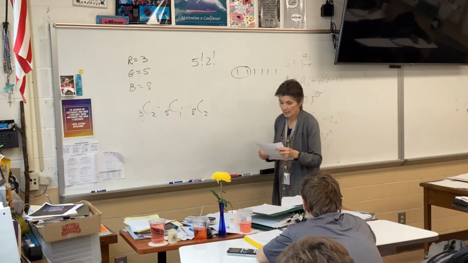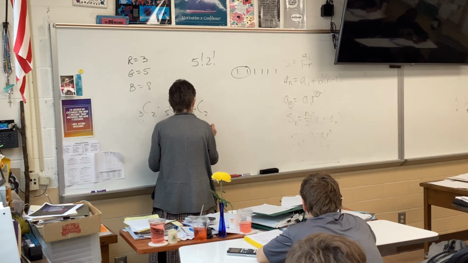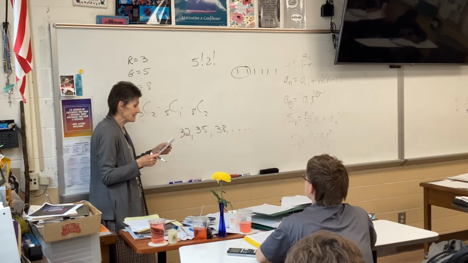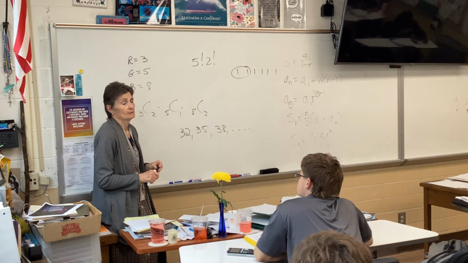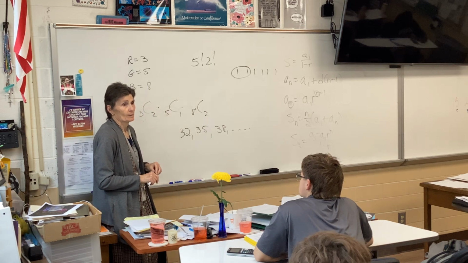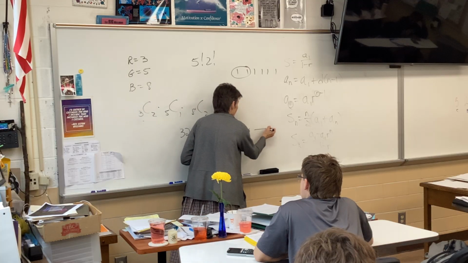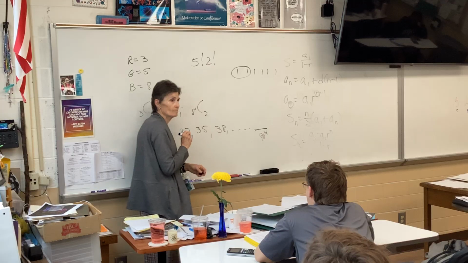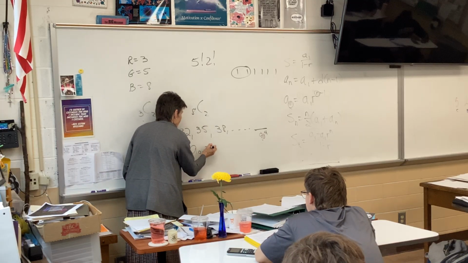Sue ate 32 candy kisses on the first day of school. Let's keep track of this. 35, 38, and so on. How many did she eat on the 90th day? Well, aren't we looking for the 90th term? Isn't that what you want to know? That's A sub 90.